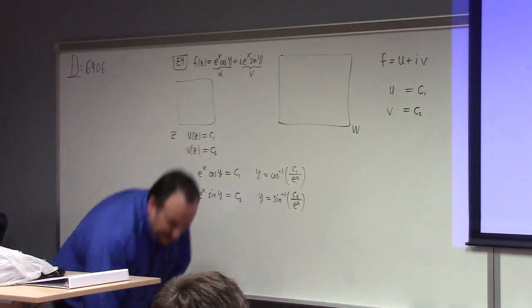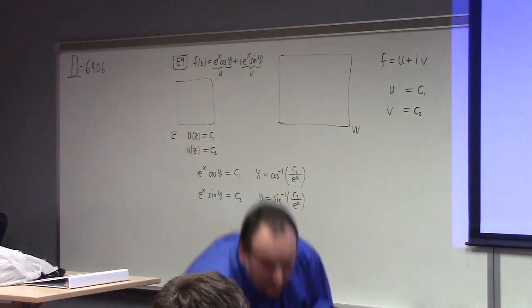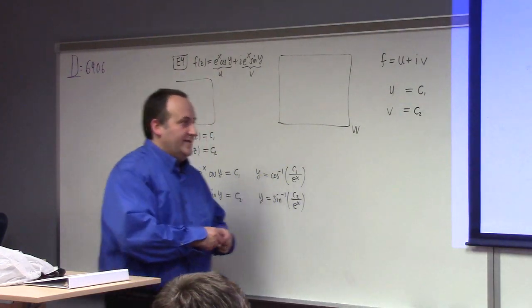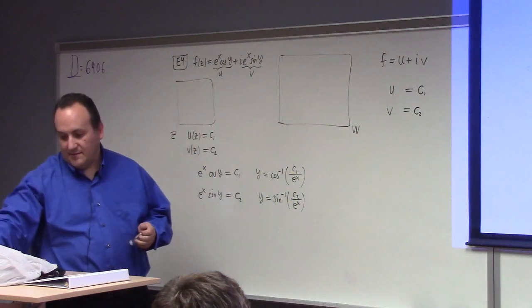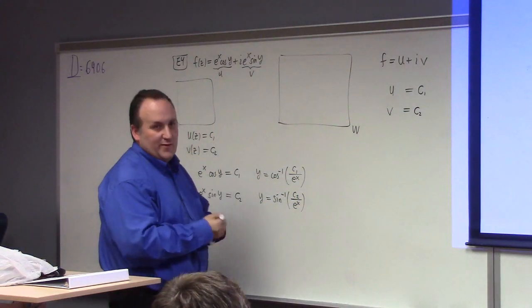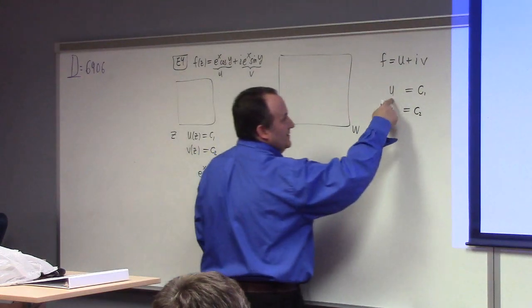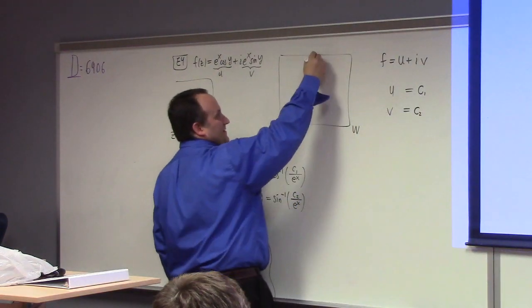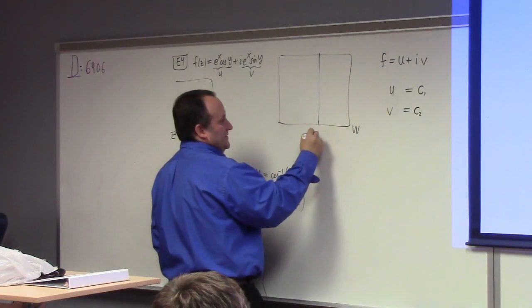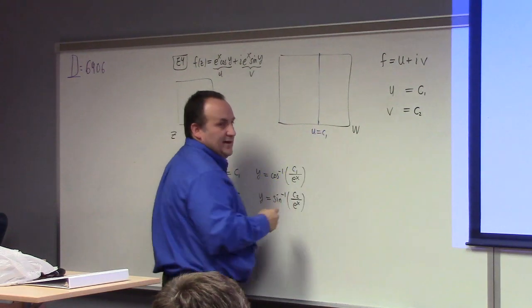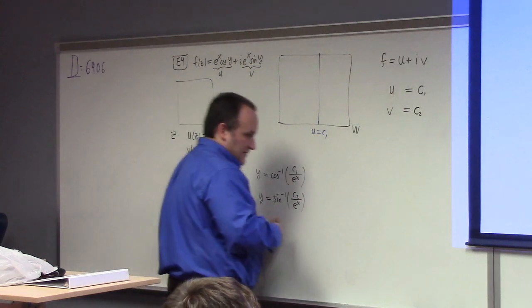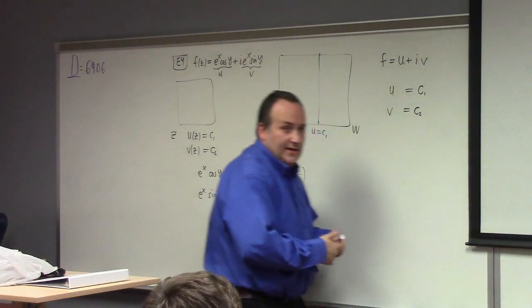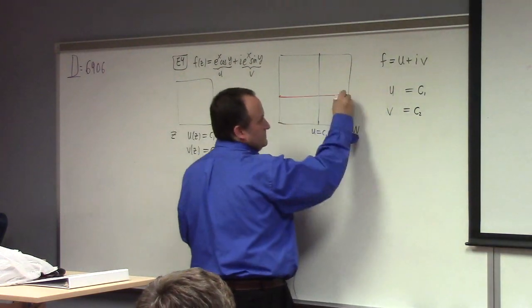Now, in contrast, this is easier. What does u equals c1 and v equals c2 look like? No, not a point. A line. u equals c1 is like this. It's a vertical line. v equals c2 is a what?